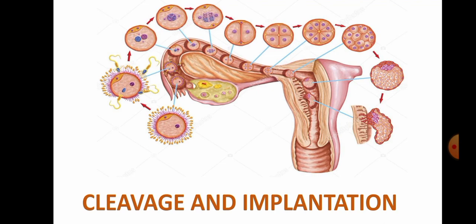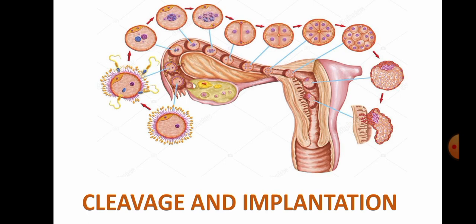Topic for today is cleavage and implantation. In my last video, you all learned about how fertilization occurs, how male and female gametes fuse and form a zygote. Now in this video, let's learn about how the zygote divides and implants into the uterus. Okay, so first let's learn about cleavage.